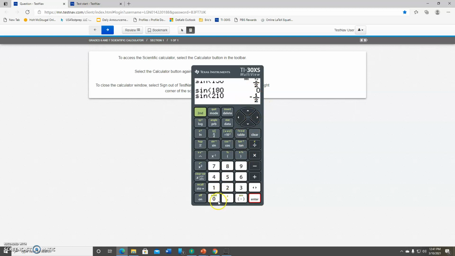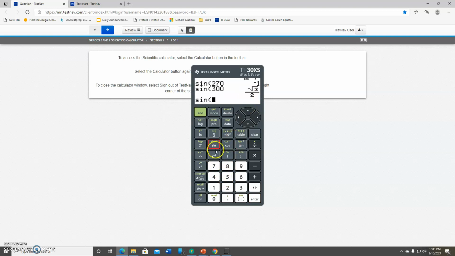That's interesting. Sine 225. Negative radical 2/2. So again, similar numbers. Sine 240. Negative radical 3/2. Again, similar numbers. Sine 270. Negative 1. All right. Sine 300. Again, similar number, radical 3/2, but this time negative.